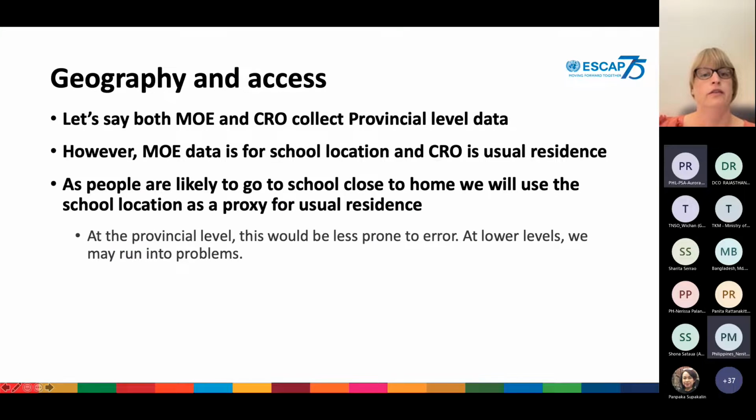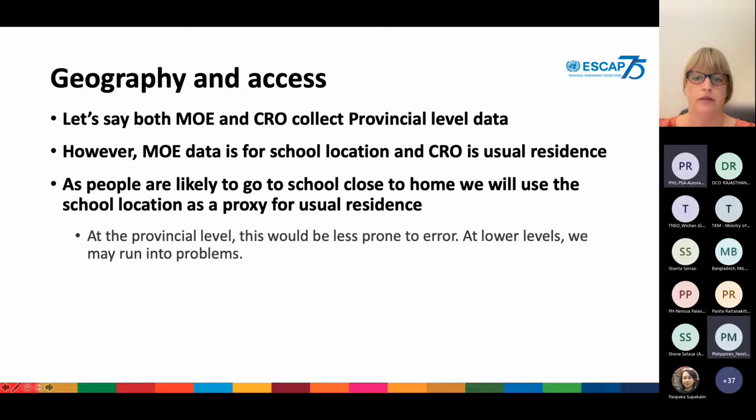So next, let's look at geography. Again, we like to look at usual residence if we can, but we'll have to see what our data allows us to do. So let's say that both the Ministry of Education and the Civil Registry Office collect provincial level data. However, the Ministry of Education data is for school location. So they don't have the usual residence, but they do have the location of the school. But the Civil Registry does collect usual residence.